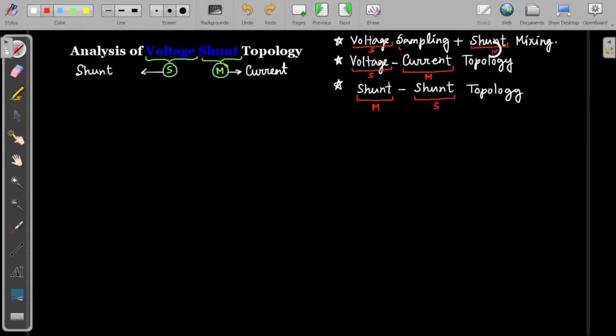ये आपका मिक्सर पार्ट डिनोट कर रहा है. जस्ट ये वाले टोपोलॉजी के केस में अगर आपका नाम ऐसे होता है तो पहले मिक्सर फिर शंट, बाकी सारे जगह पे शंट, उसके बाद मिक्सर.